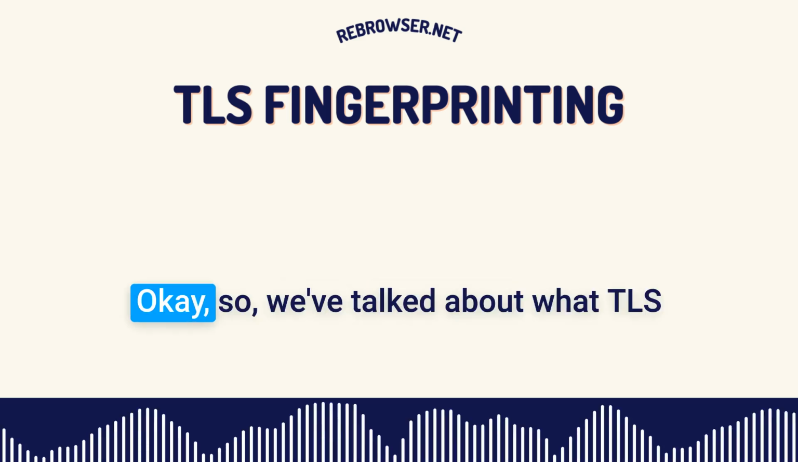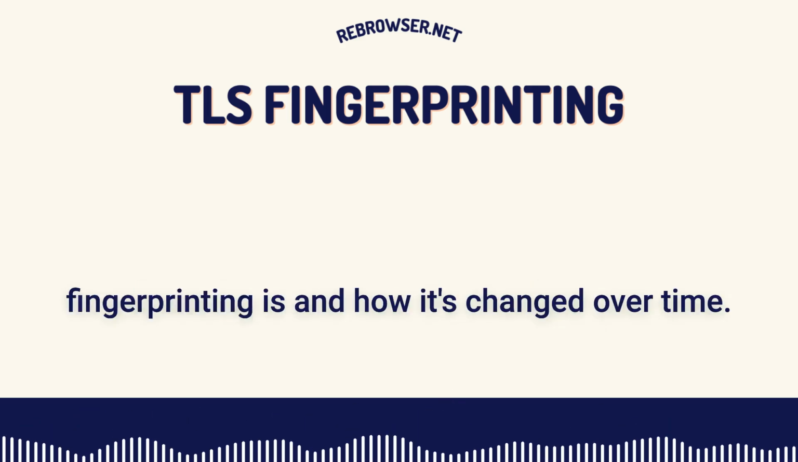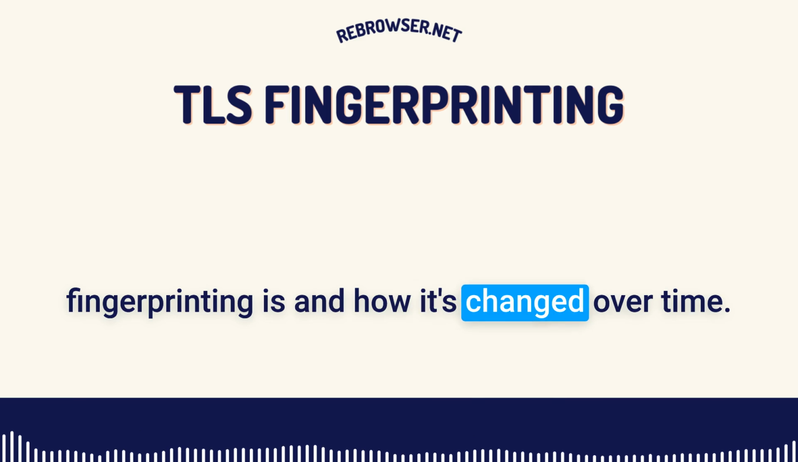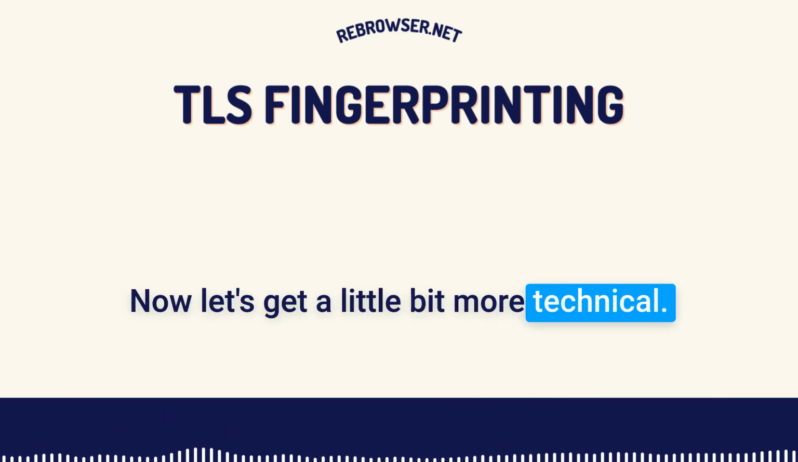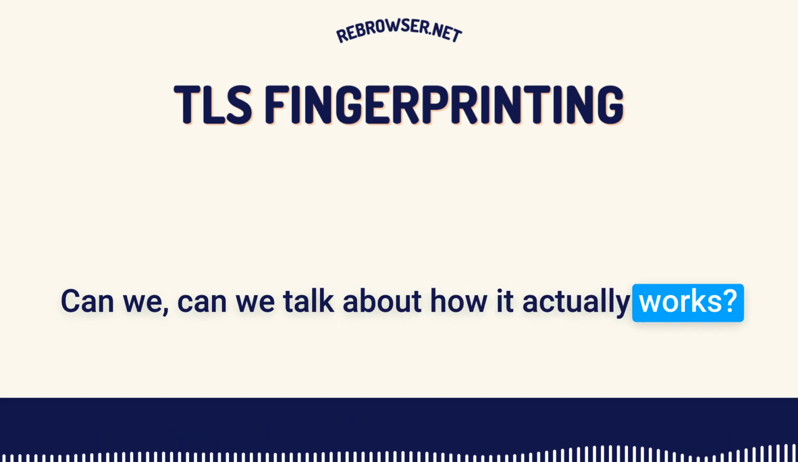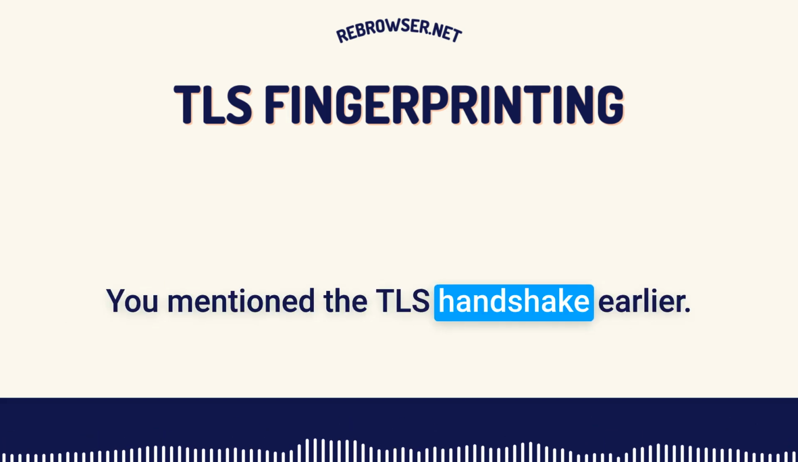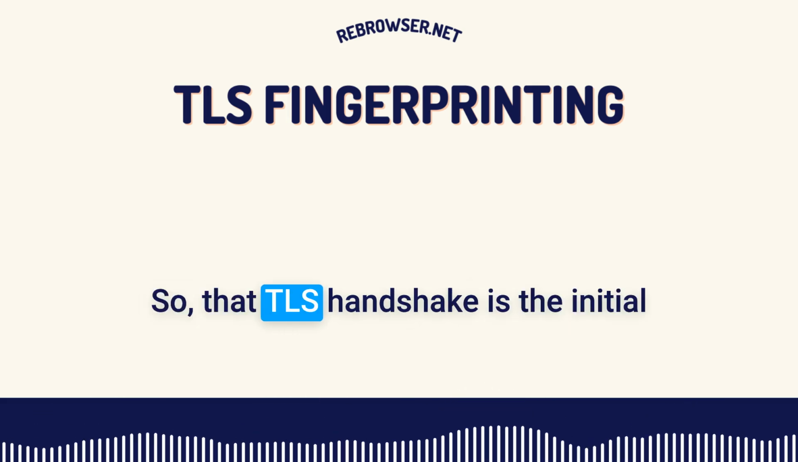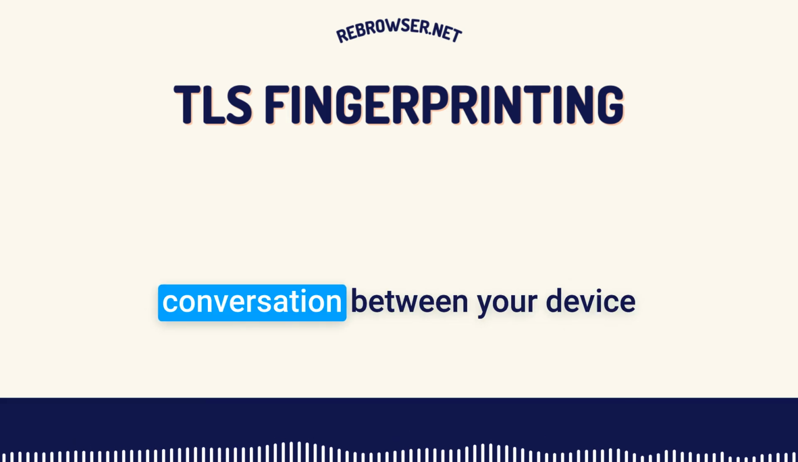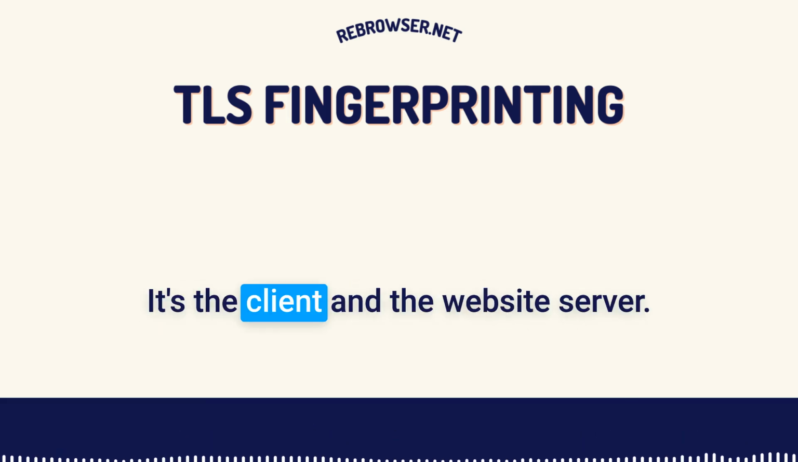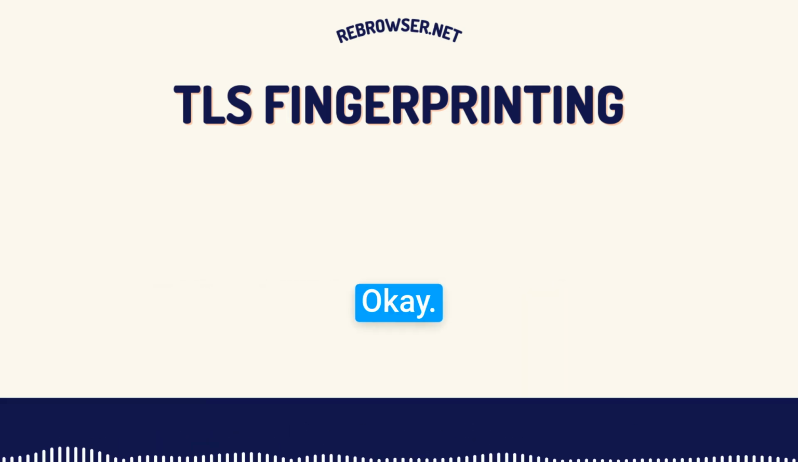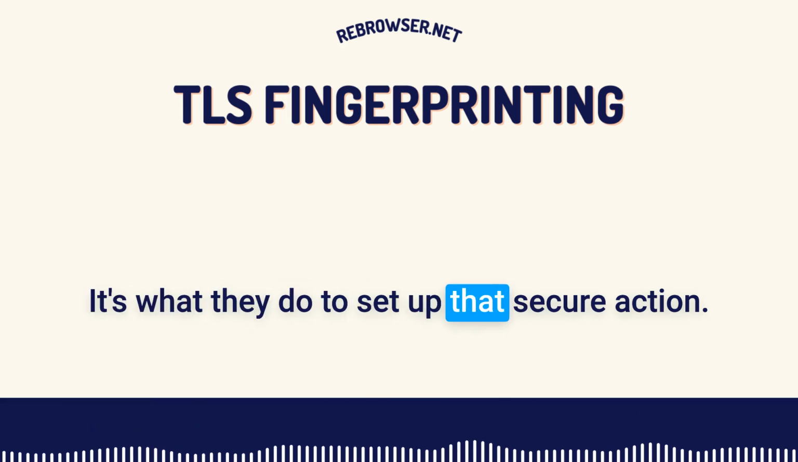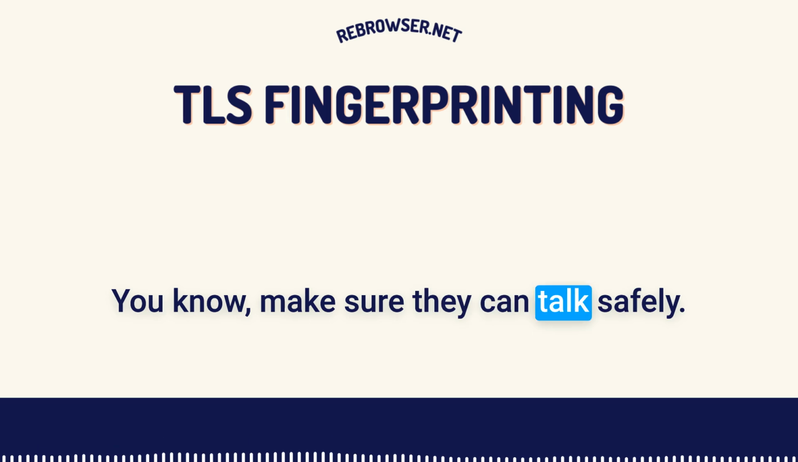That's awesome. Okay, so we've talked about what TLS fingerprinting is and how it's changed over time. Now let's get a little bit more technical. Can we talk about how it actually works? You mentioned the TLS handshake earlier. Yeah, the handshake. What's going on there? So that TLS handshake is the initial conversation between your device, the client, and the website server. It's what they do to set up that secure connection, make sure they can talk safely.